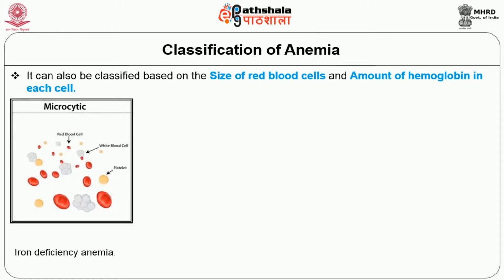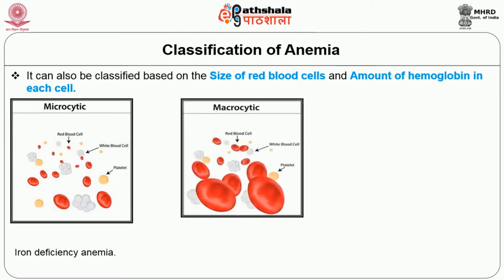If the red blood cells are small, it is called microcytic anemia. Micro means small. Microcytic anemia. The example for this microcytic anemia is iron deficiency anemia. If the red blood cells are large, it is called macrocytic anemia or megaloblastic anemia. The examples for this are vitamin B12 deficiency, folic acid deficiency, hypothyroidism, alcoholism.